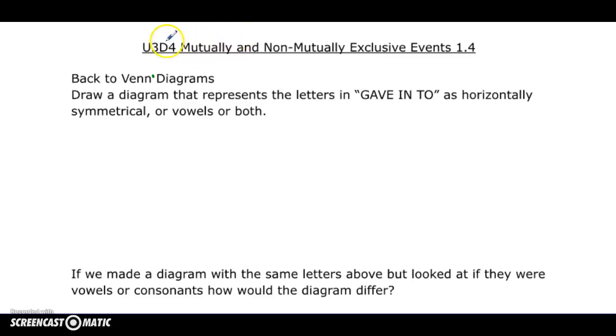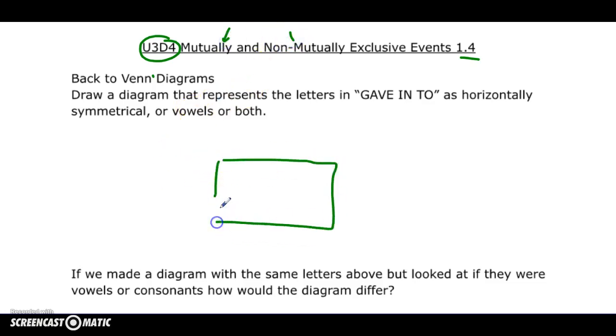Unit 3, Day 4, Section 1.4 of the textbook. We're talking about mutually and non-mutually exclusive events. So let's do a Venn diagram, and we're going to talk about horizontally symmetrical. So what that means is if I do this, they're symmetrical that way.